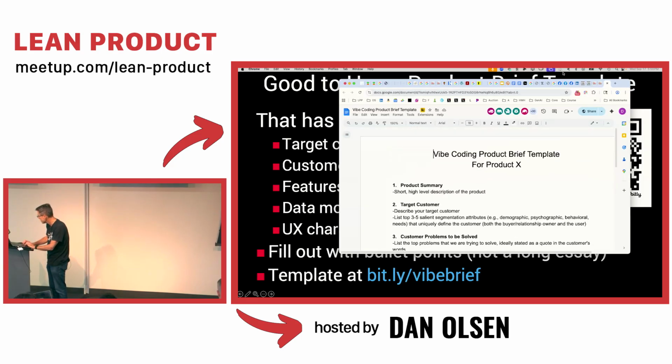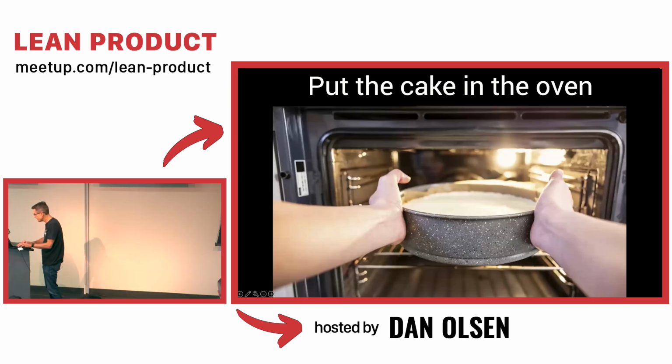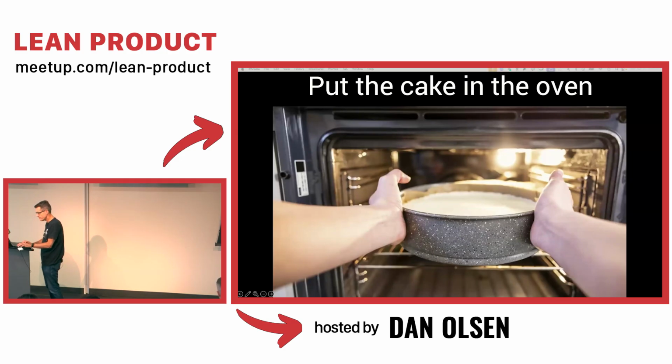Now, some people are doing this solo. Some people are with the team. So now what I want to do, I want to put the cake in the oven. What do I mean by that? It's like a baking show. I want to pull up a product brief that I have and just queue it up so that way we can see what it comes up with, because it takes a little time when you first do the first one. So give me one second.